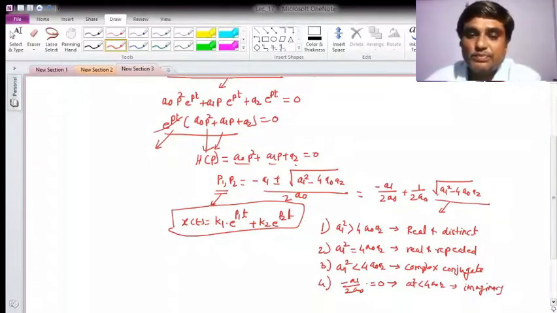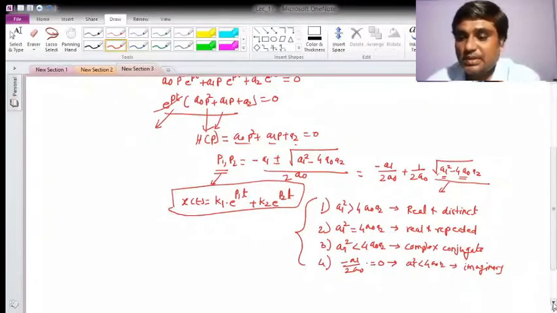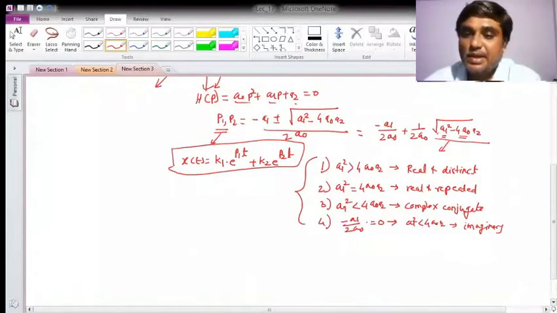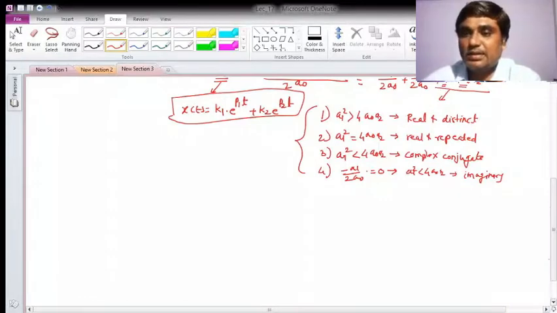Previously we saw the first order circuit, where the solution was very simple. But now in the second order circuit, the behavior again depends on the comparison of the first term with the second term in the radical operator. So the behavior of the circuit may be of the first, second, third or fourth type. Now we will see one by one how the circuit behaves if the roots are real and distinct, real and repeated, complex conjugate, or imaginary.